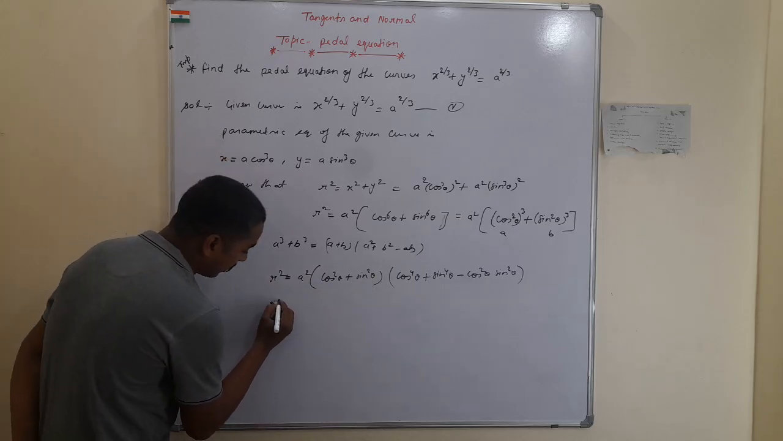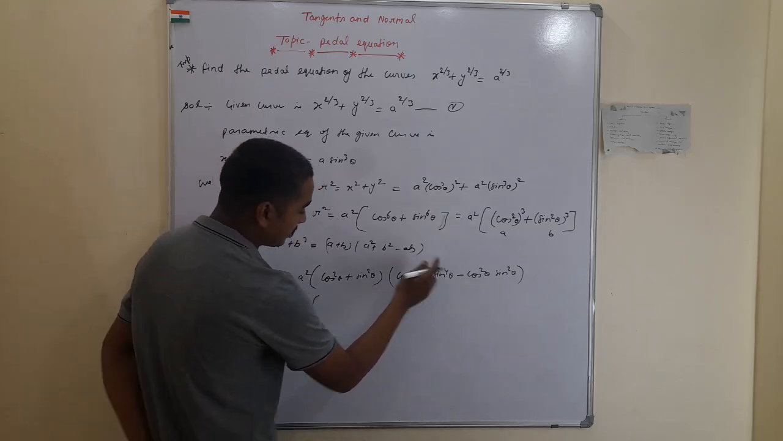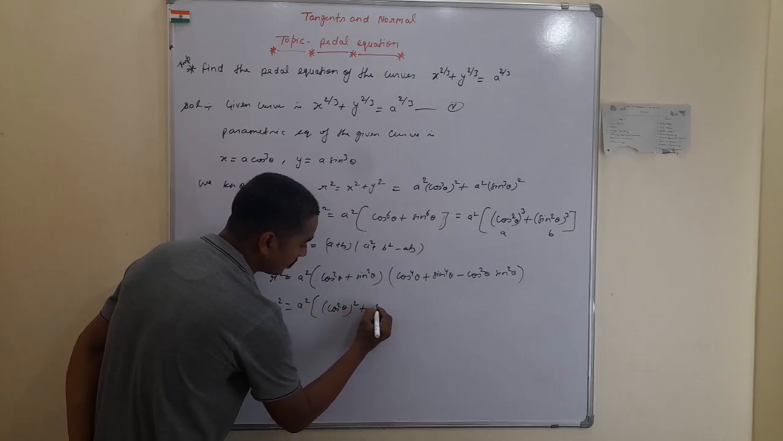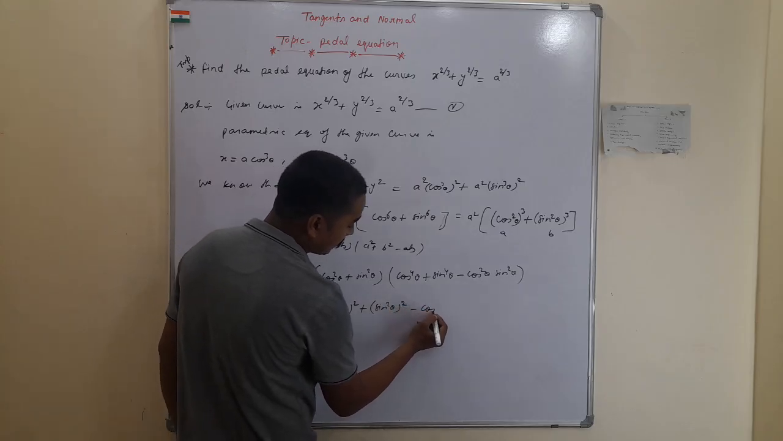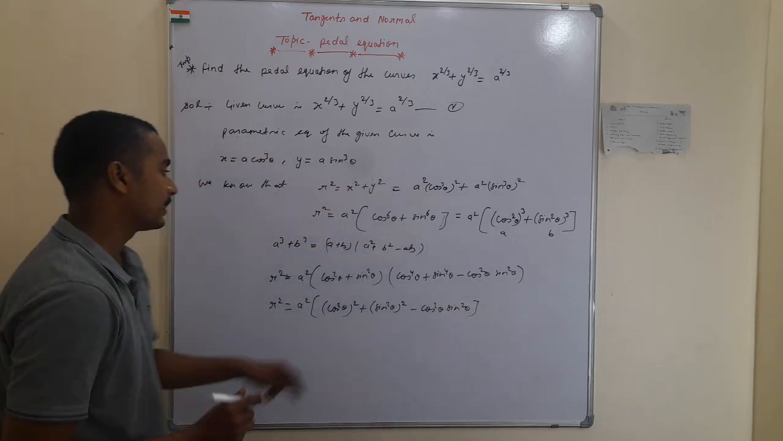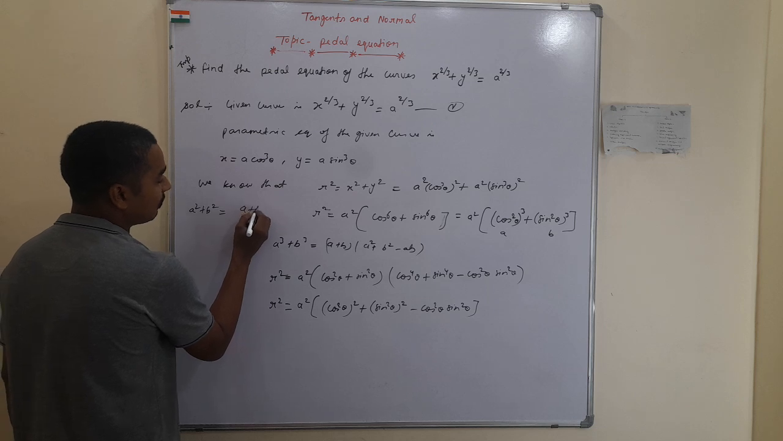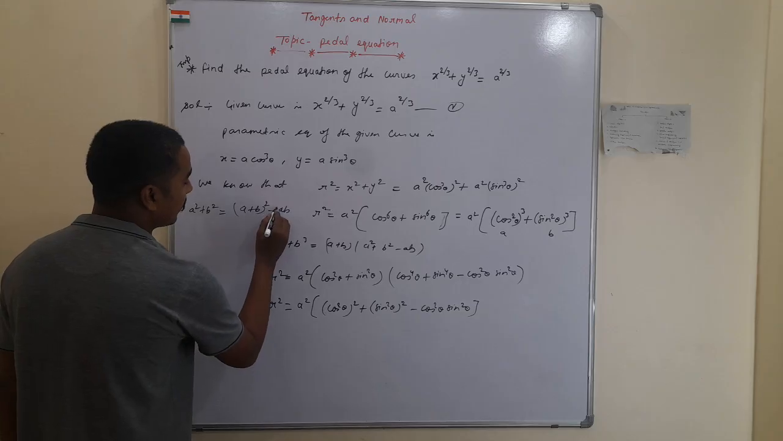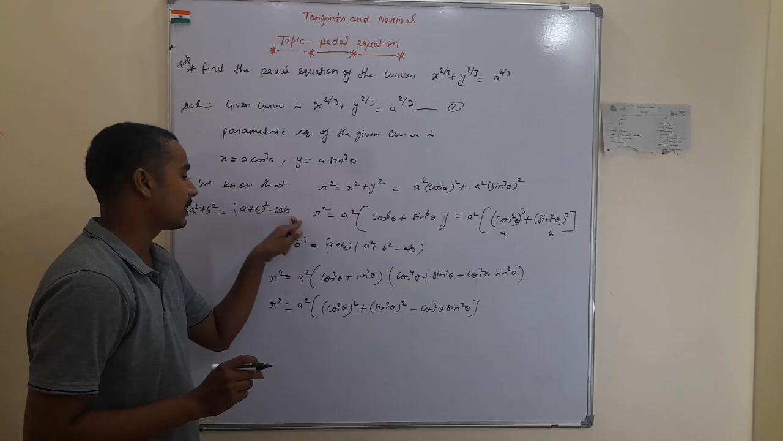So we write here r square is equal to a square into, expanding this, cos square theta whole square plus sin square theta whole square minus cos square theta into sin square theta. And we have to expand here: a square plus b square is written as a plus b whole square minus 2ab.